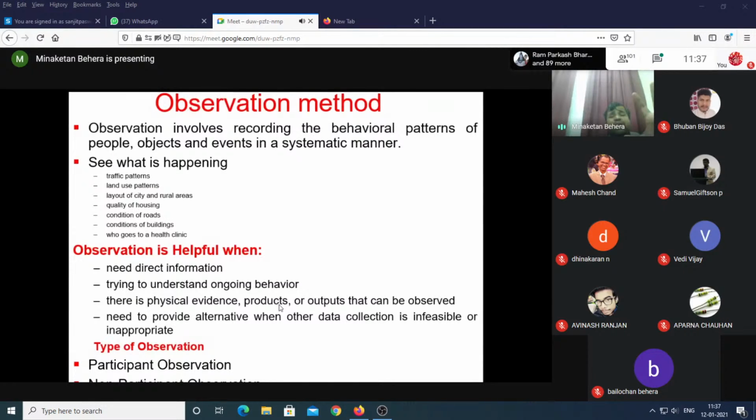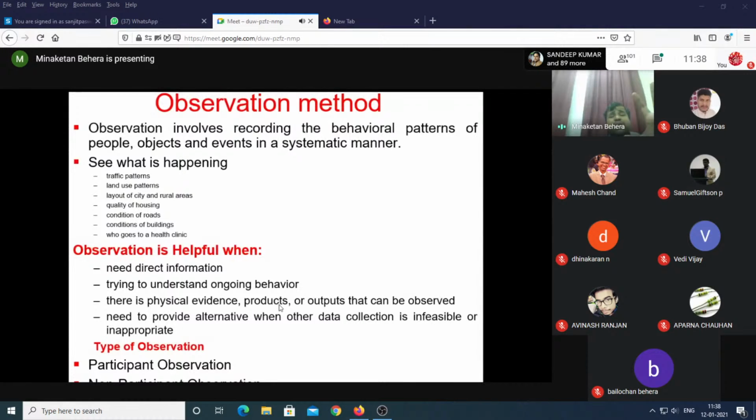In that context, there are two things you have to keep in mind when you are doing an observation method. One is what we call the participant observation method. Another one is the non-participant observation method. If you want to study the management system of a tribal community, you go there, you participate in their activity, and you try to understand their situation. Similarly, you may not participate in the situations, and you just observe.